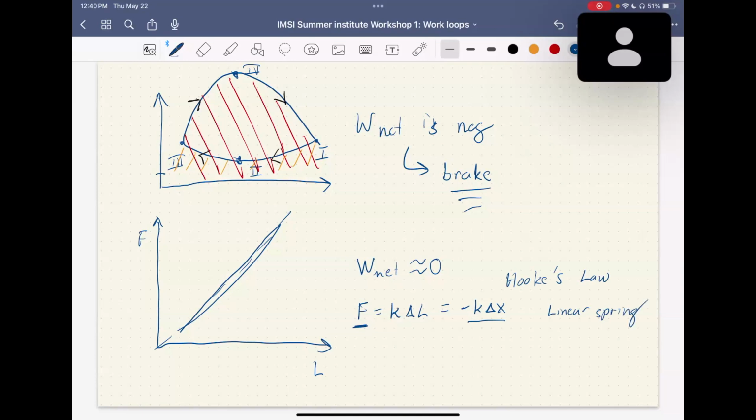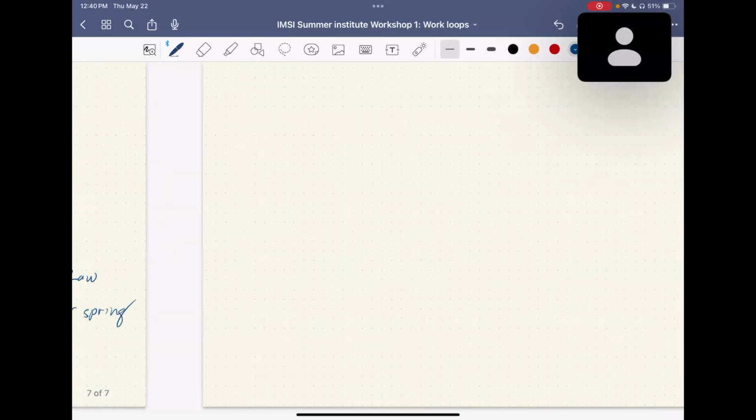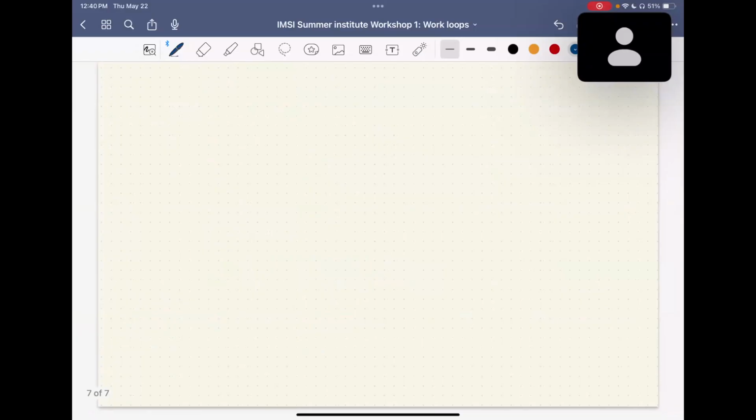It does no net work because it stores and returns an equal amount of energy without any dissipation or net positive work being done. And so muscles can sometimes act like springs if they have work loops that are shaped like this. But that's not the only way to get net zero work. You could also have net zero work by having a force length curve that looks like this.